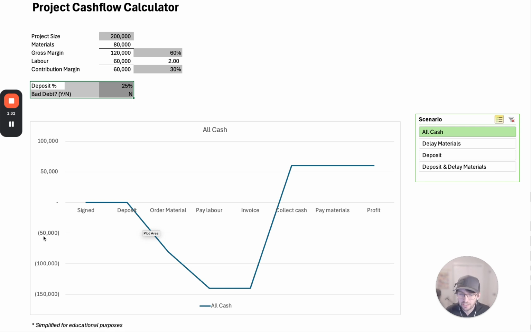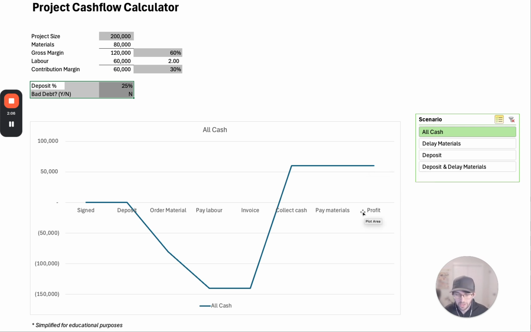So in this scenario, we have an all cash project. We don't even have supplier terms set up yet. So you can see they sign on, no deposit is collected. Now we're gonna need to buy the materials. So that's going to cost us a good chunk of money here, bringing us 80,000. Then we're paying for labor, another 60,000. Now the project is finished, we can invoice, and then we collect our cash. We already paid the materials, so the end profit from the project is 60,000.